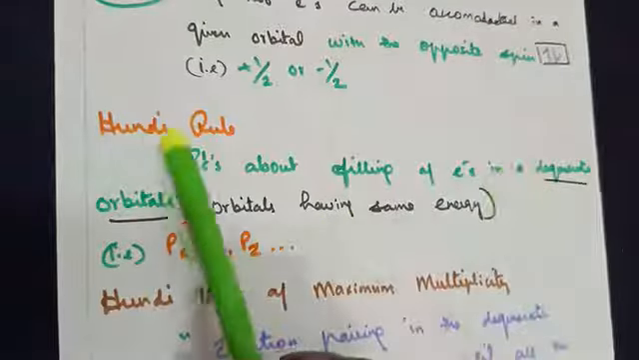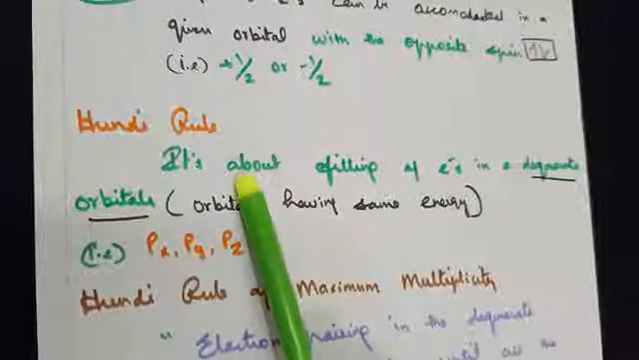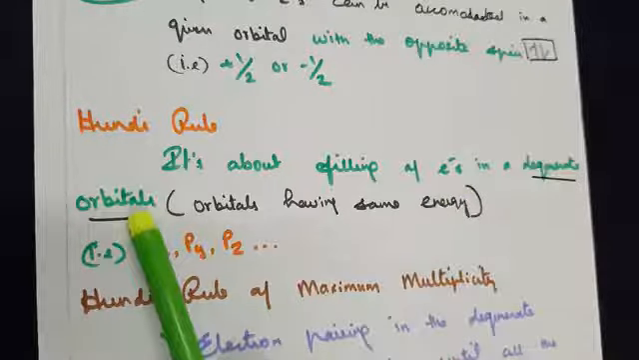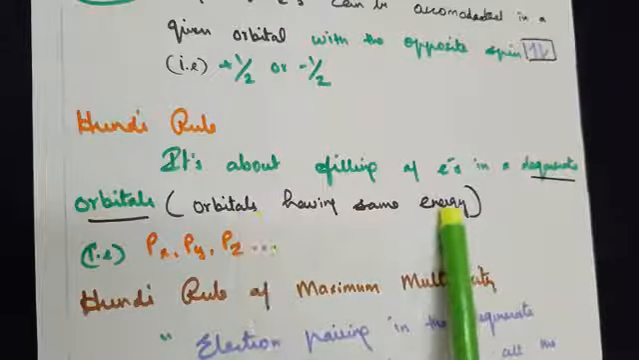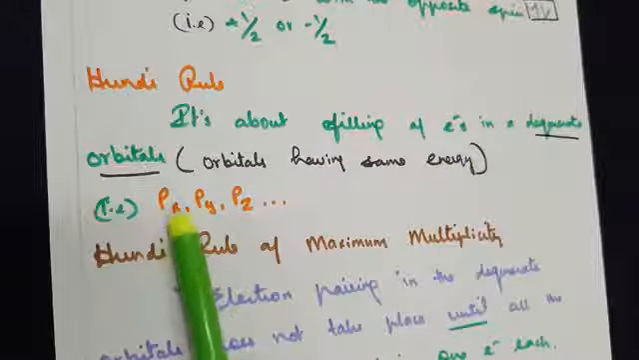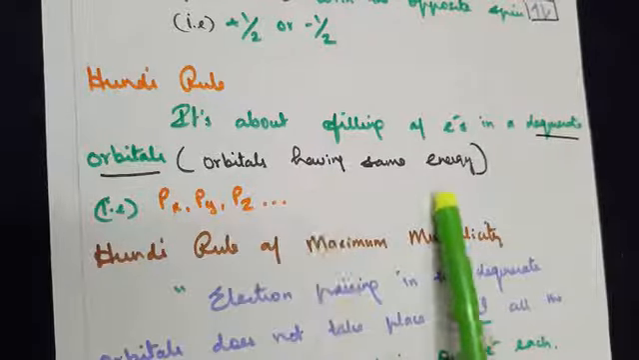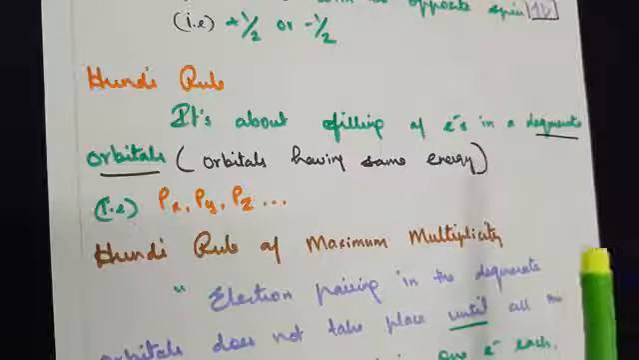Moving on to Hund's rule, or Hund's rule of maximum multiplicity. It's about filling of electrons in the degenerate orbitals. In the previous class I gave you a small definition at the end of the concept. Degenerate, when you say, means orbitals having the same energy. I gave you an example of px, py, pz. D orbital, when you say, 5 categories can be there. F, when we say, 7 categories can be there.